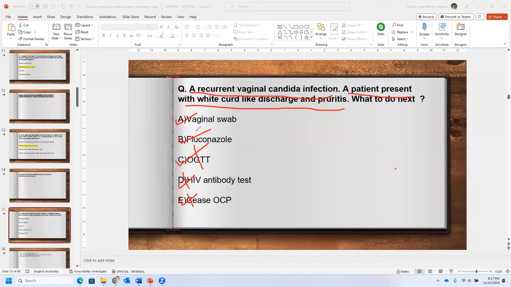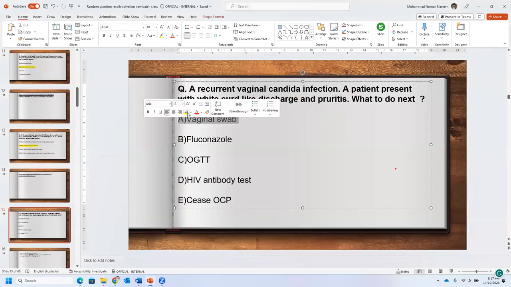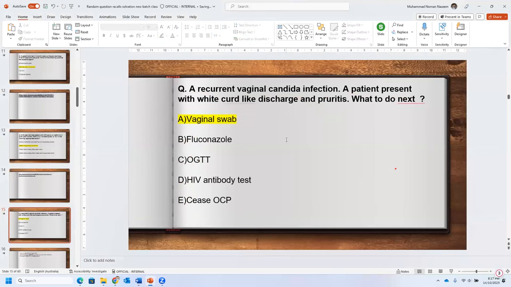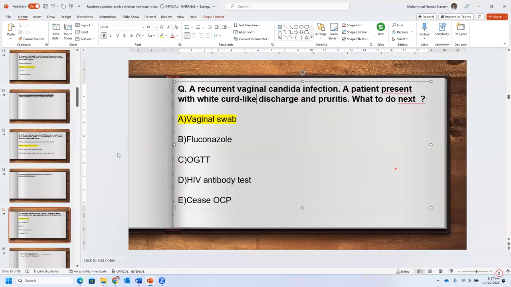All right. How many times is recurrent? I think in 3 months' time, two episodes is a recurrent infection. I'm not sure. Let me just double check for you. But we will start the fluconazole, but first we'll take a vaginal swab. We need to take a vaginal swab. For the recurrent infections, we give oral fluconazole.